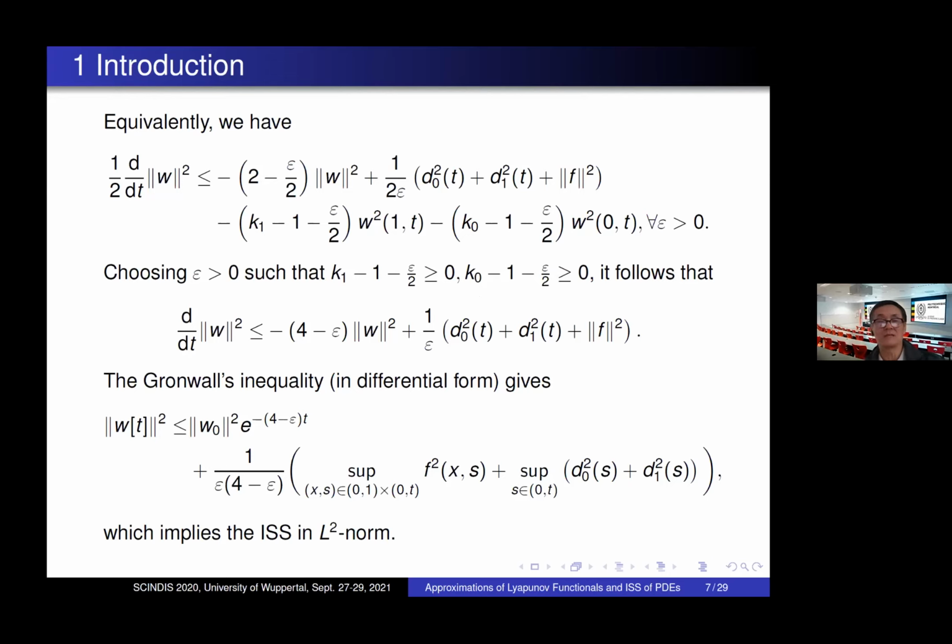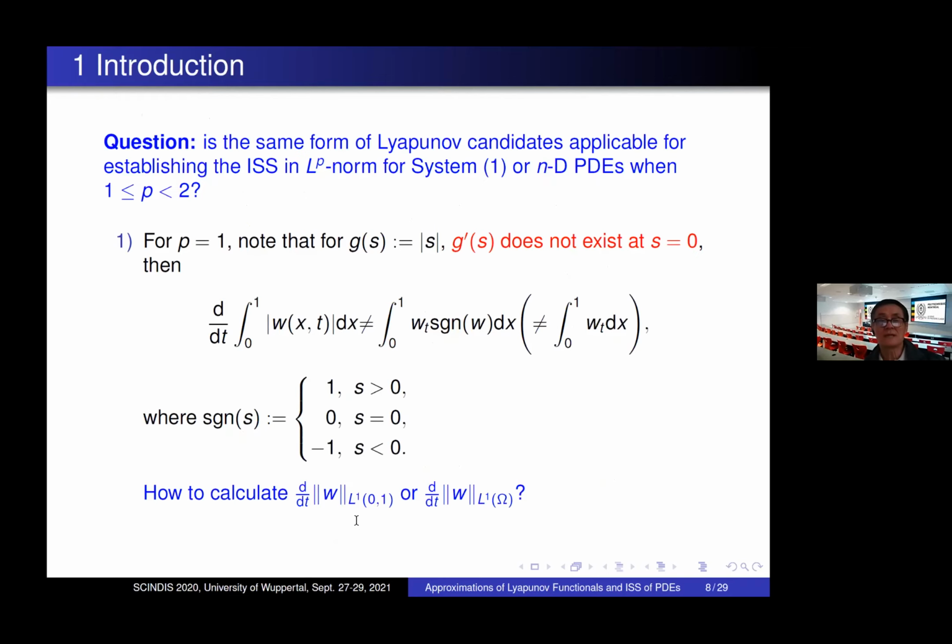So it's quite easy and quite straightforward if we're looking for the L2 norm or the LP norm with P bigger than 2. So the question is, if we want to establish the ISS in LP norm with P between 1 and 2, can we still use the same form of Lyapunov candidate? Okay, so to answer this question, we just verify two cases.